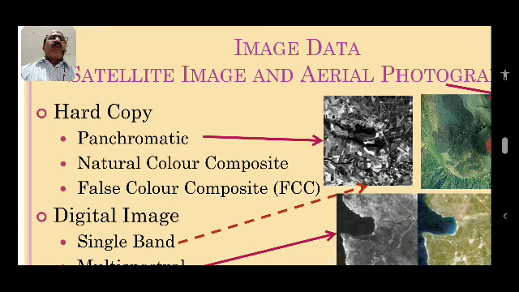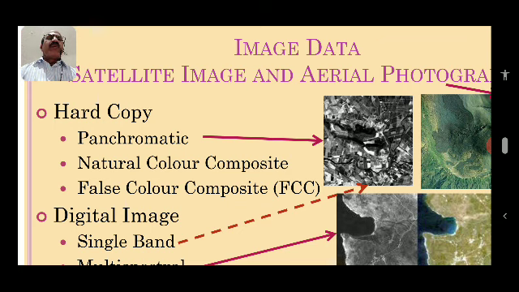Then we have the panchromatic. Panchromatic means it has the full visible spectrum, VIBGYOR, that means 0.4 to 0.7 micron in the EMR. So we have only one value. Then it is in grayscale.